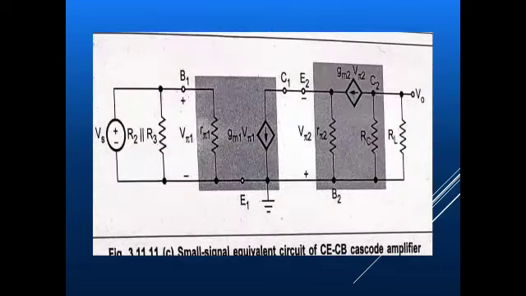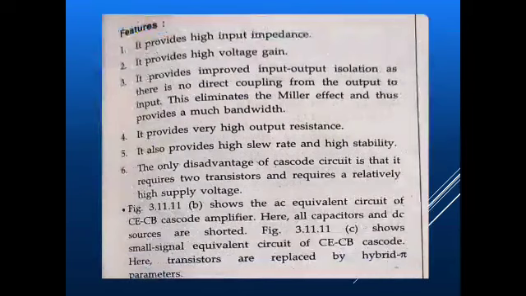Then this is the hybrid pi equivalent circuit, the small signal equivalent circuit for the common emitter, common base cascode amplifier. The important features of these cascode stages: it provides high input impedance, high voltage gain, and improved input-output isolation, as there is no direct coupling between the input stage and output stage. There exists isolation between these two.